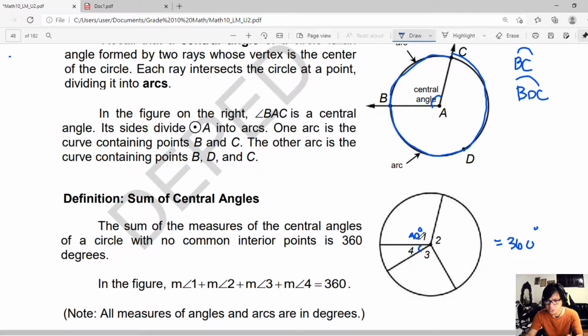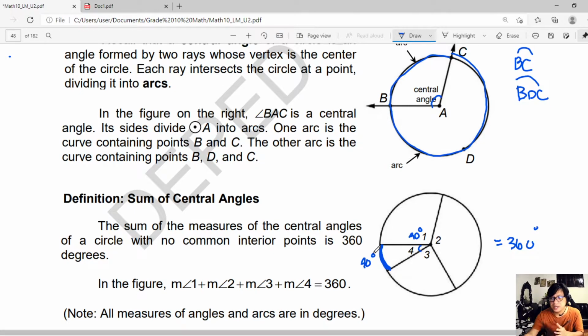Now, if I ask you what the measure of the intercepted arc is, when we say intercepted arc, it is the arc joining the two rays. This is the intercepted arc of angle 4. So the relationship between the measure of the angle and the measure of the arc is equal. If the measure of this angle is 40, it means the measure of the intercepted arc is also 40 degrees. So that is the relationship of the central angle and the intercepted arc.